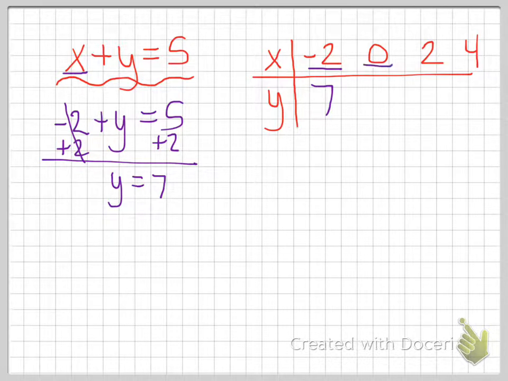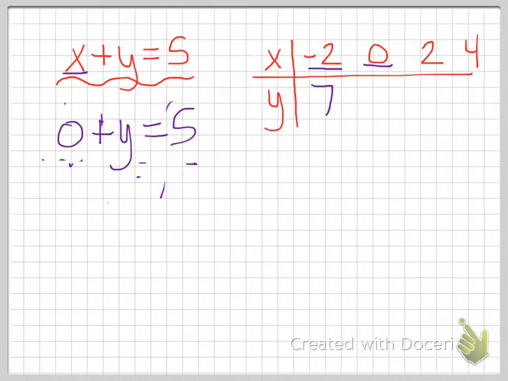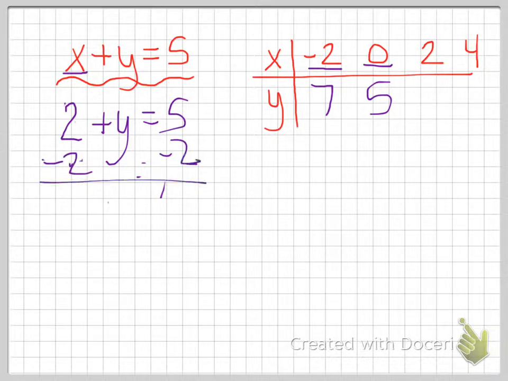Then I could put a 0 in. So I could go back to the drawing board. And I could put a 0 in for x. And I could see that y would equal 5. And then again, I could put a 2 in for x. Minus 2 and minus 2. y equals 3. So I don't have to solve for y first.